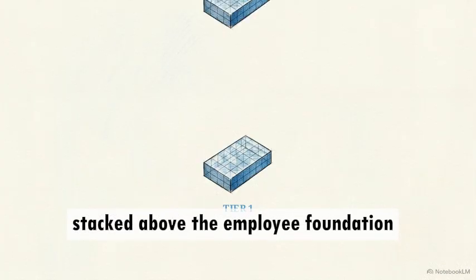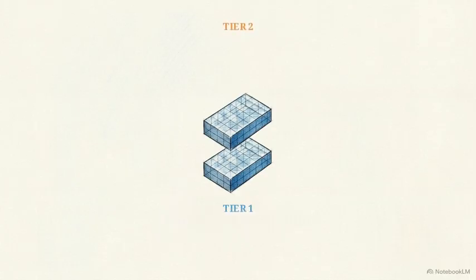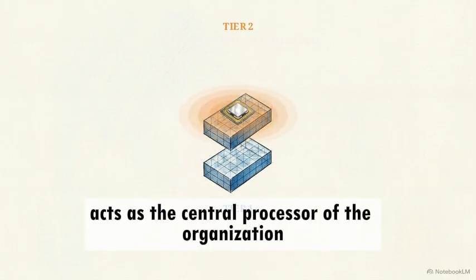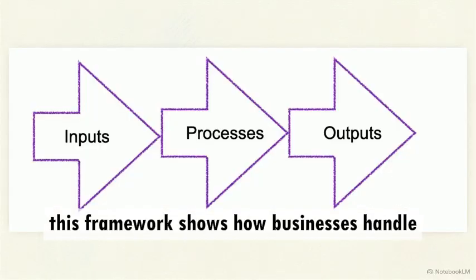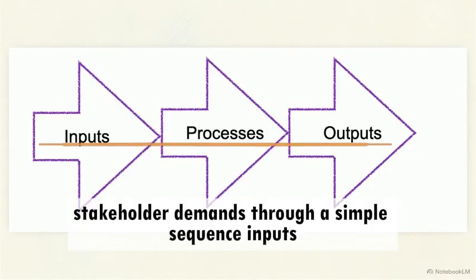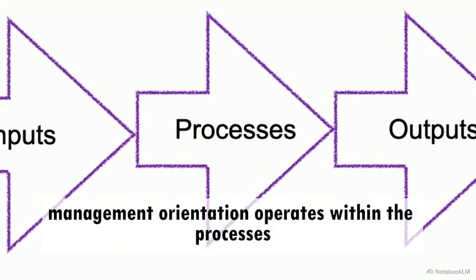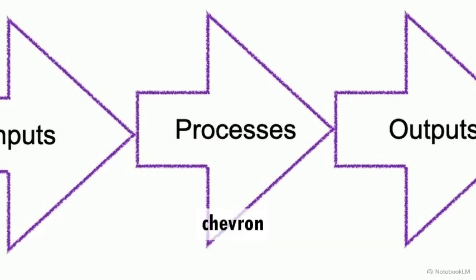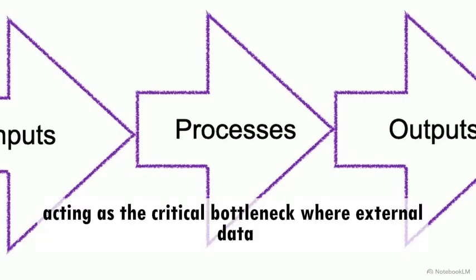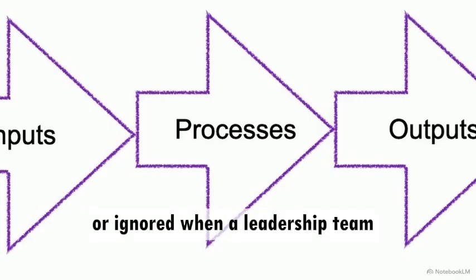Stacked above the employee foundation is the second layer, management orientation. This layer acts as the central processor of the organization. This framework shows how businesses handle stakeholder demands through a simple sequence: inputs, processes, and outputs. Management orientation operates within the processes chevron, acting as the critical bottleneck where external data is either accepted or ignored.